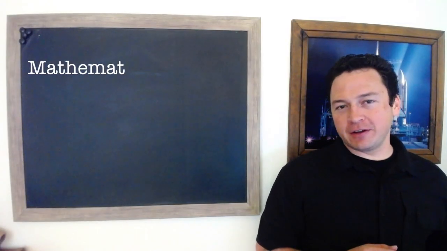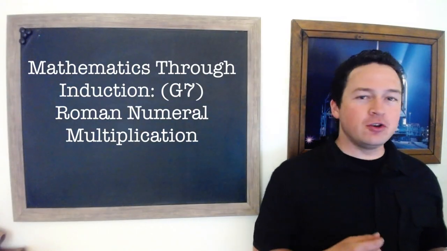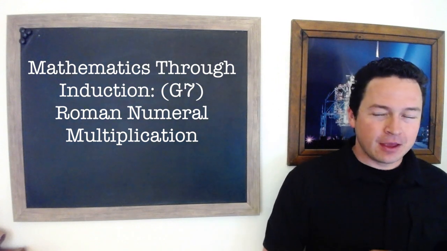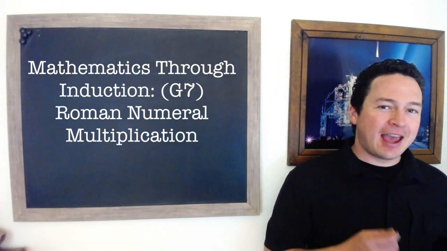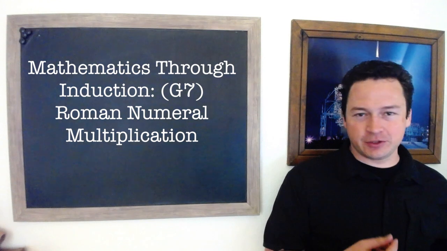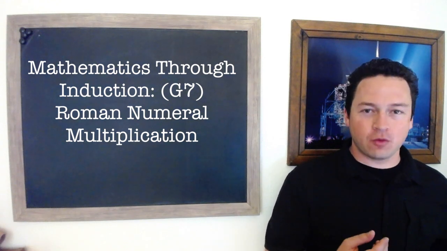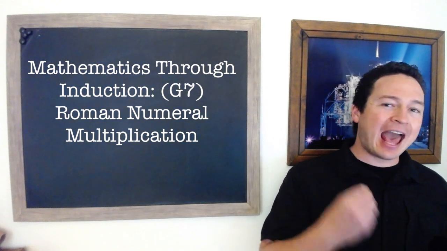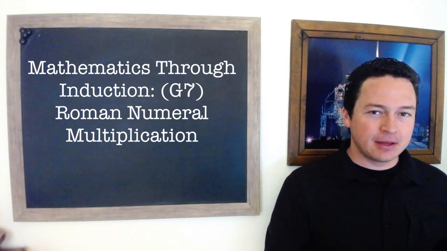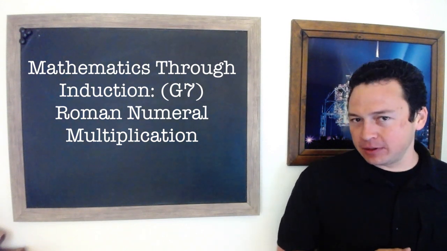Welcome to part 7 of Mathematics through Induction, Roman numeral multiplication. Now that the Babylonians have a system of numerals, a system that can keep track of large quantities of numbers, and they know how to add and subtract with that system, they're able to trade with their neighbors.